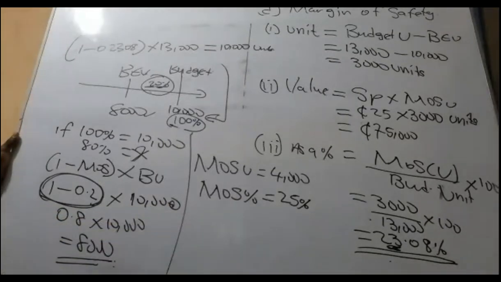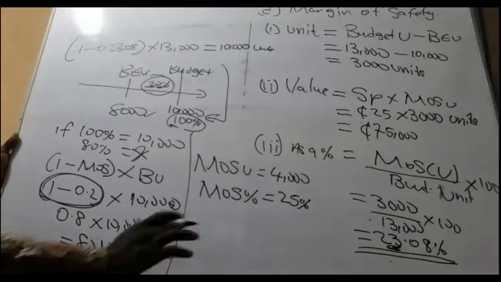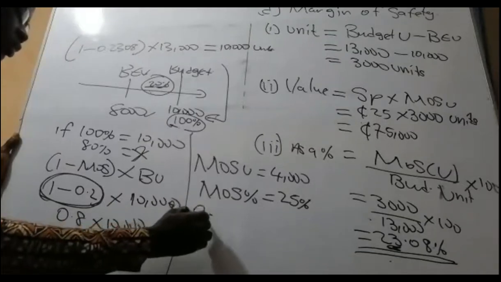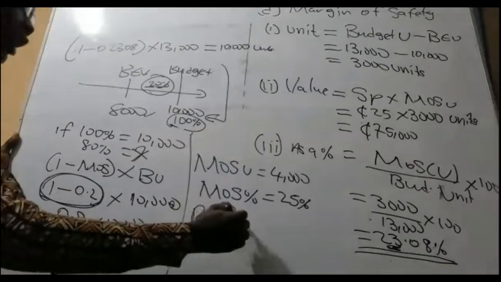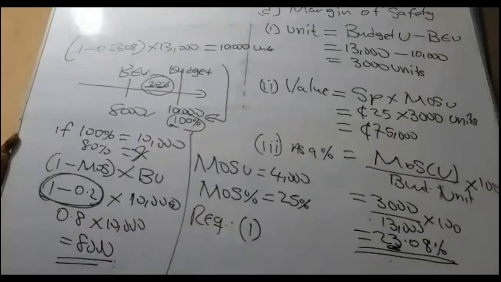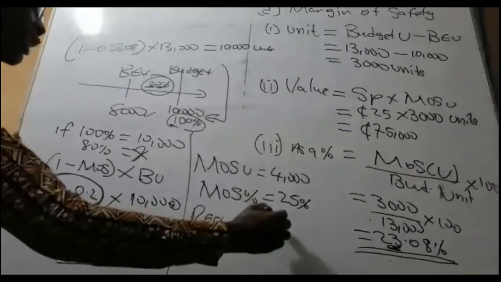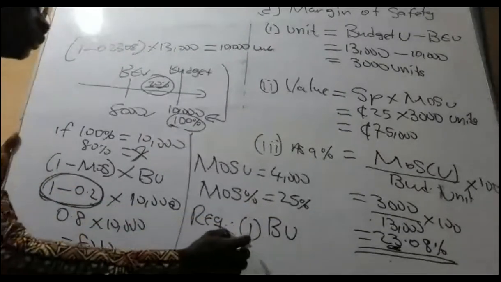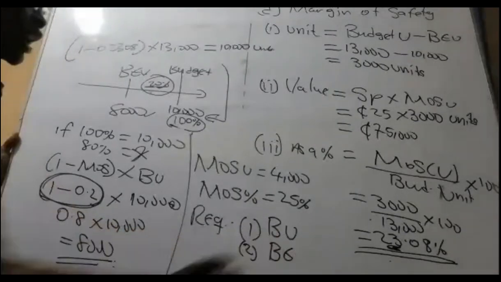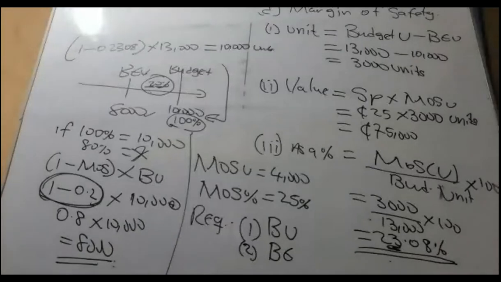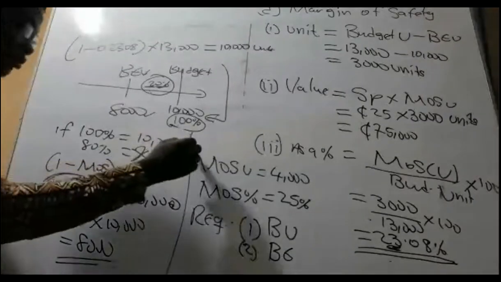Good, that's all that's required. I like this. Required: one, calculate the budgeted units, and two, calculate the break-even units. Let's try it for me. So only this, yes.